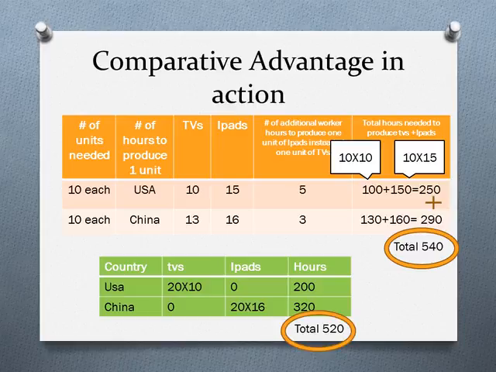So if they work together through comparative advantage, they are able to produce the same number of items but now in 20 less hours. And that's the idea of comparative advantage. Countries are going to work together to make more stuff in less time, which by the way saves you money.